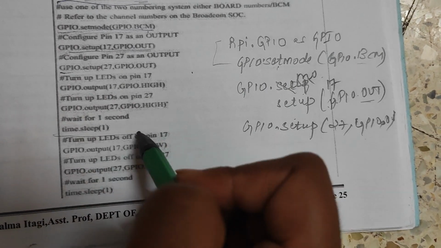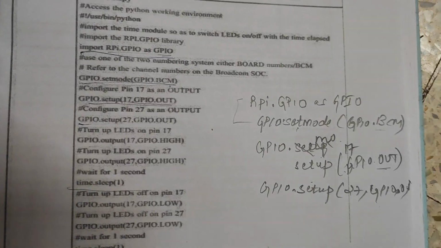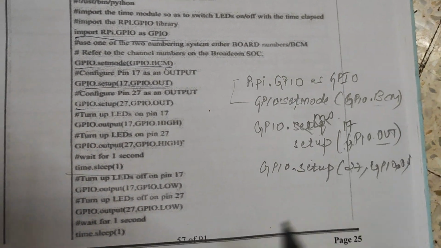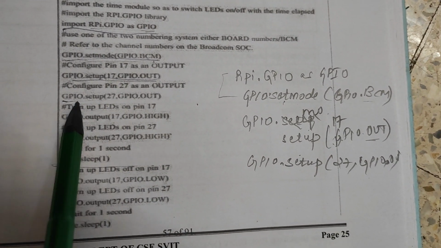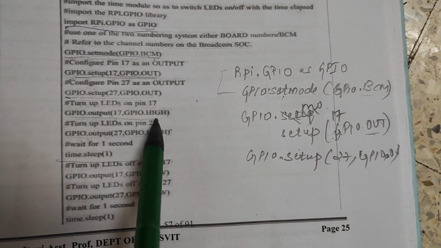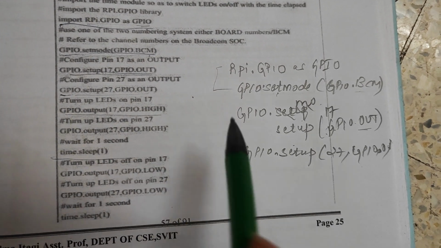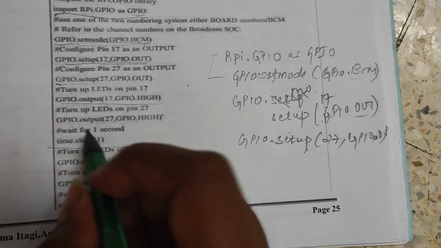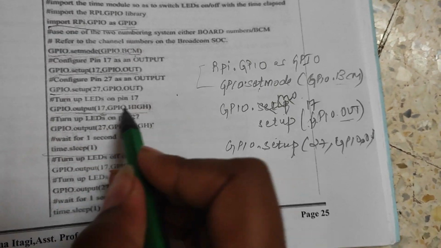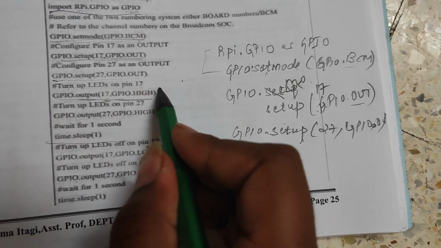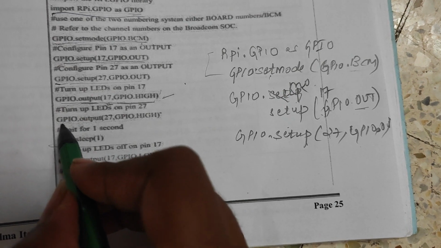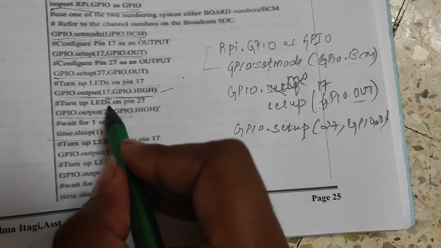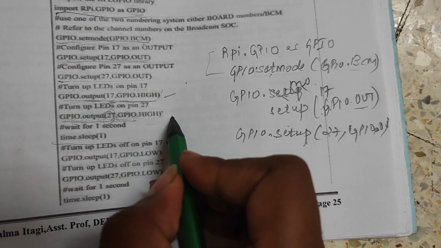Then after setting it up, you give the output, turning it on. So GPIO.output of 17 comma GPIO.HIGH, that is, you're turning it on. Then output of 27, same thing: instead of 17, write 27 and then write HIGH.